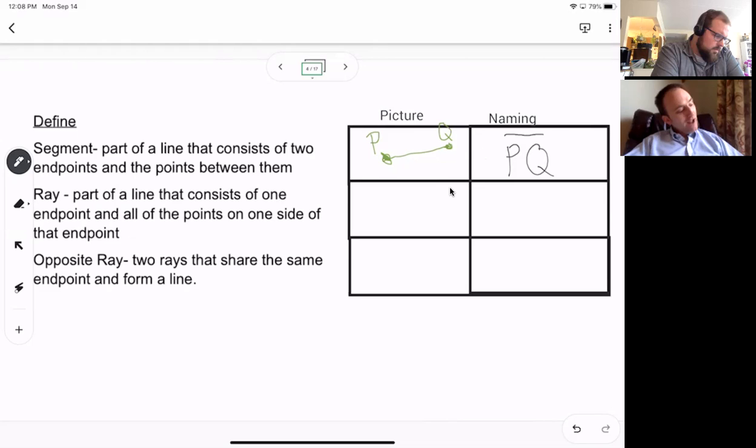Similarly, a ray. Before we talk about rays, would this also be one that it's okay to switch the order and write QP? Oh yeah, that's a good call, Mr. Carlson. That would be great. Because we're still talking about the same thing no matter which way we order that.